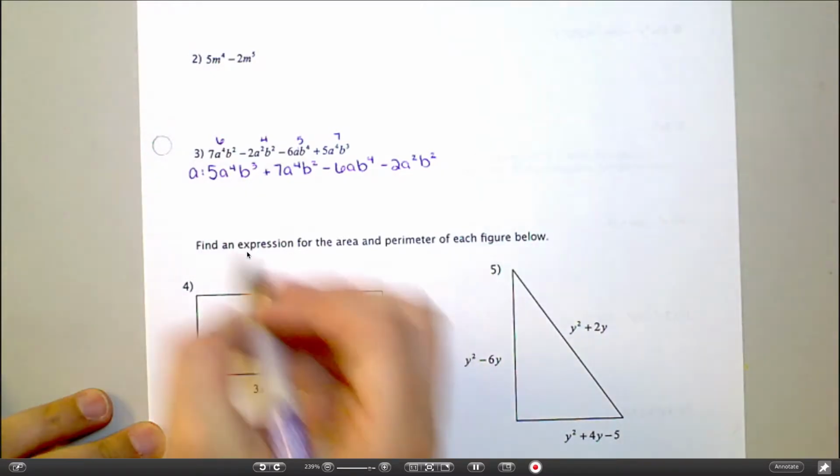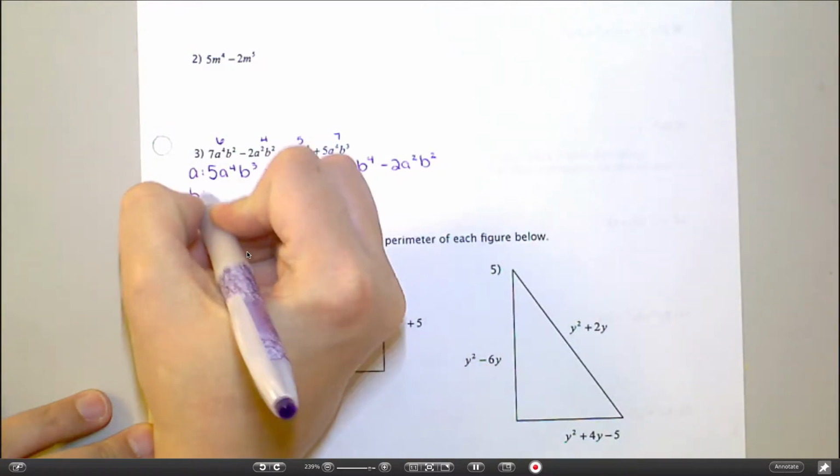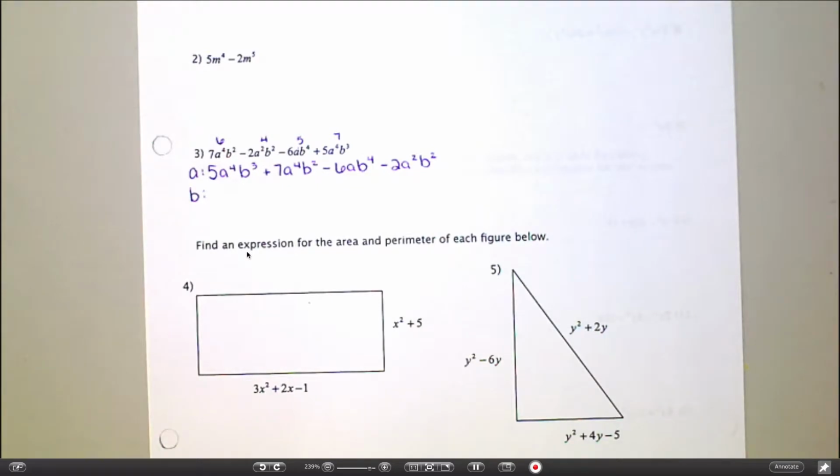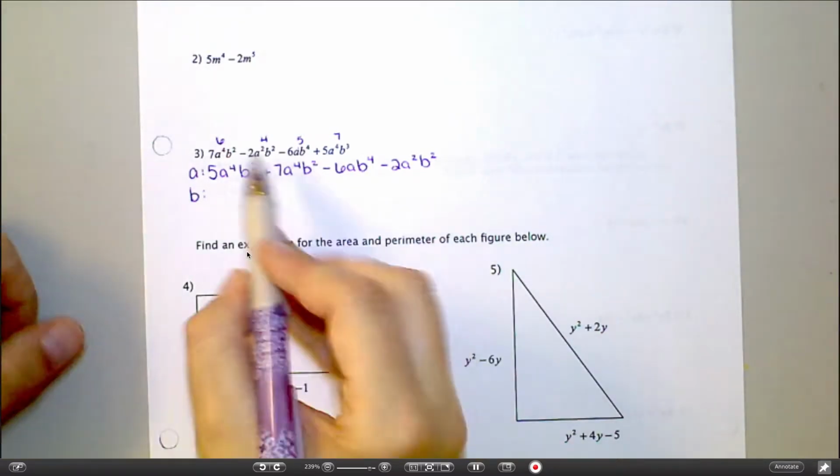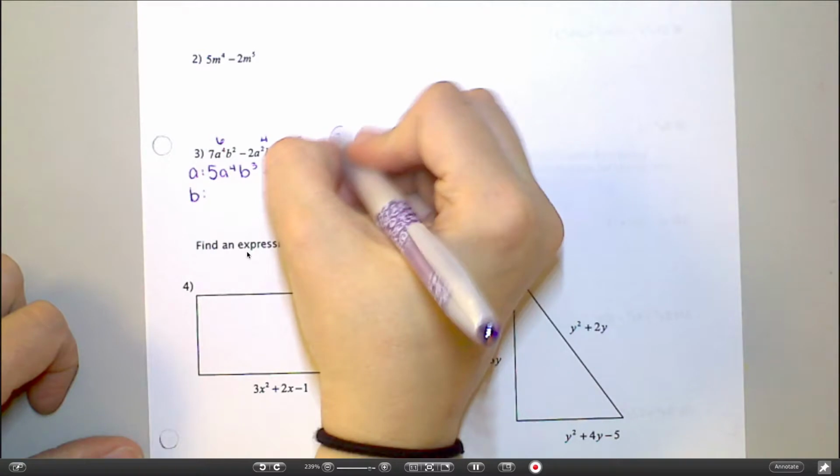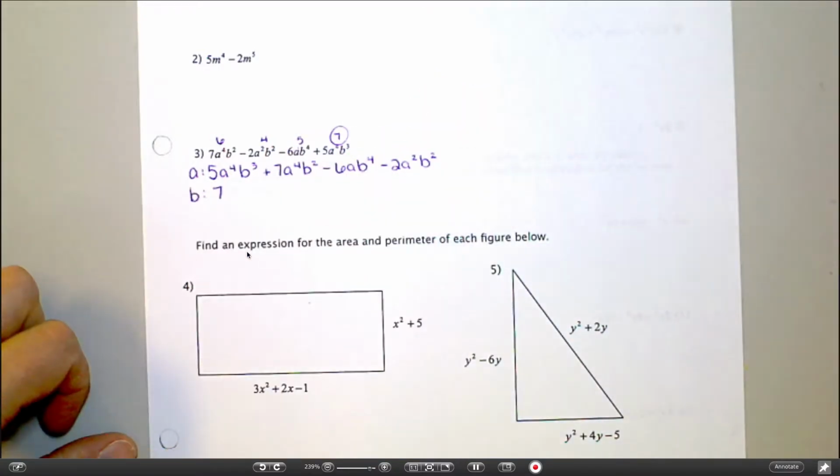So then what's the degree? 7. Okay, the degree is the largest of all of the ones added together. So 6, 4, 5, 7. 7 is going to be my degree. No, you have to do the biggest total.